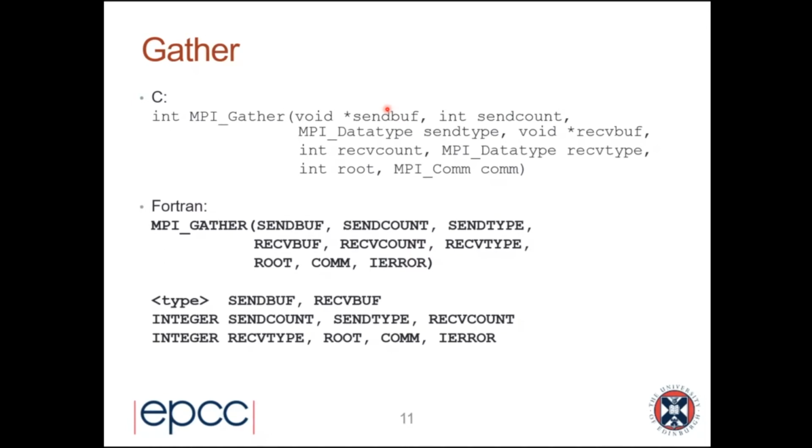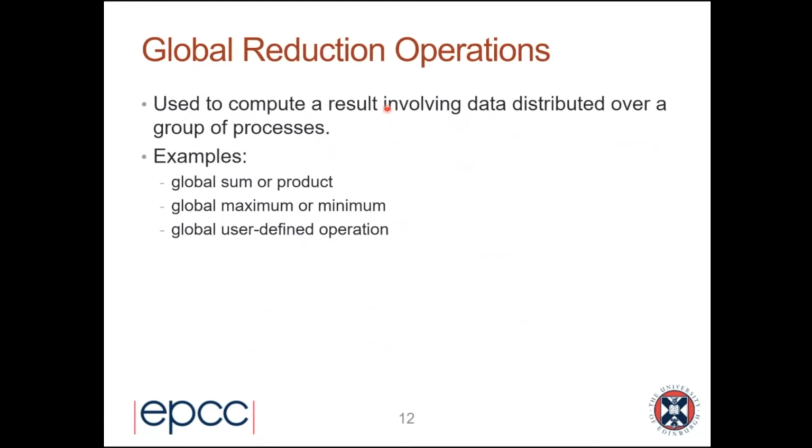Broadcast, gather and scatter can be useful at program startup and completion, but actually they're not that critical to performance normally. It's reduction operations which you do all the time. They're used to compute a result involving data distributed over a group of processes. You do a global sum or product, maximum or minimum, or you can do a user-defined operation. To be honest, global sum is the one which is used almost all the time. Global product is almost never used, because if you take 1,000 numbers and multiply them together, you'll either get 0 or infinity, or something big. Max or min can be useful.